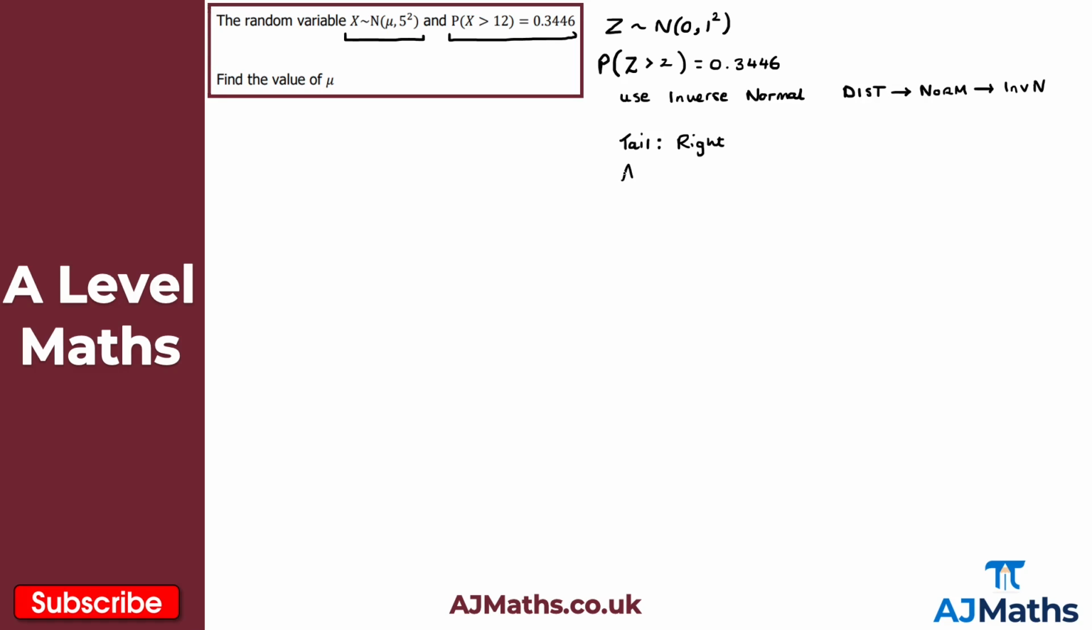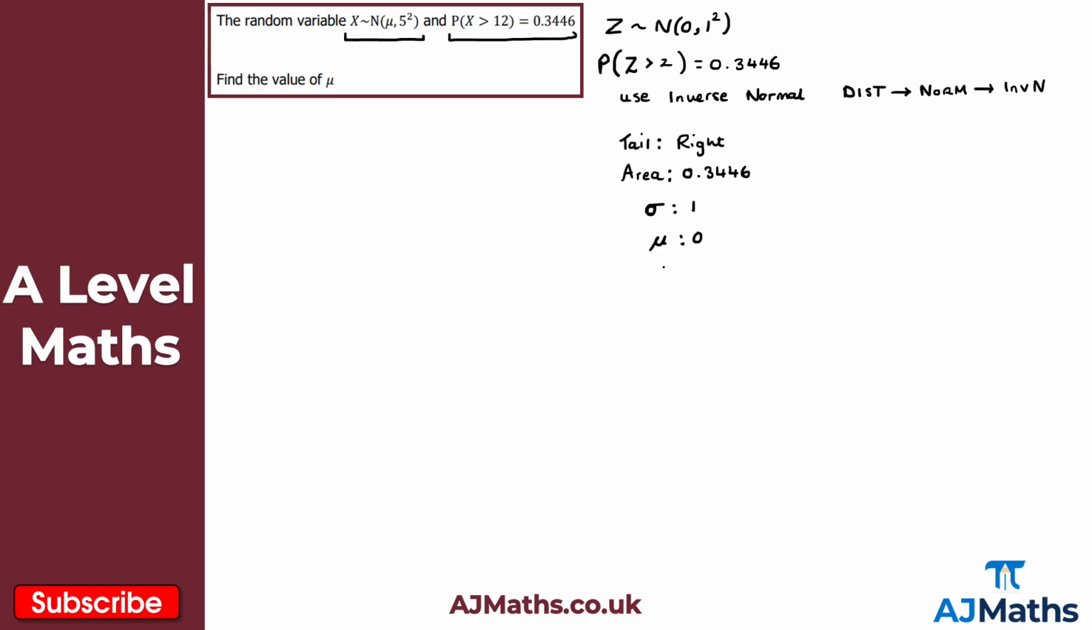We'll then be asked for the area. For the area, nice and straightforward, that's just this value here, 0.3446. We'll then be asked for sigma. That's the standard deviation for our standard normal variable, so that would be 1. And then we'll be asked for the mean, mu. Again, nice and straightforward, that would be 0. Once you've got that, just press enter.